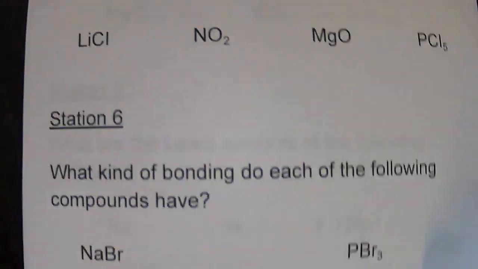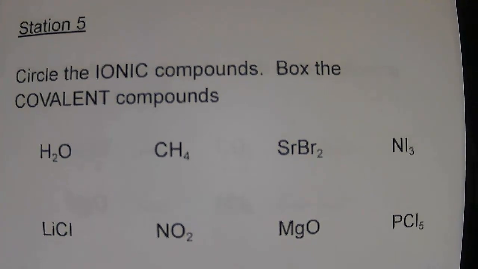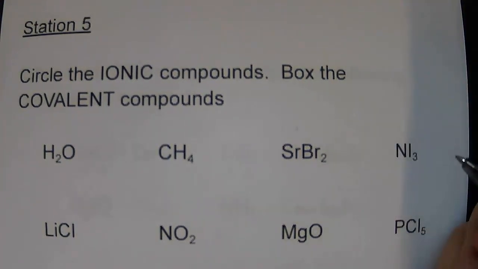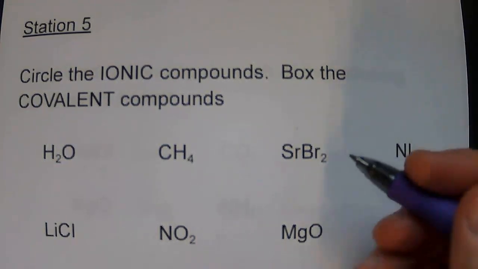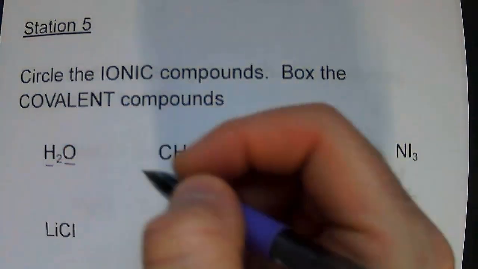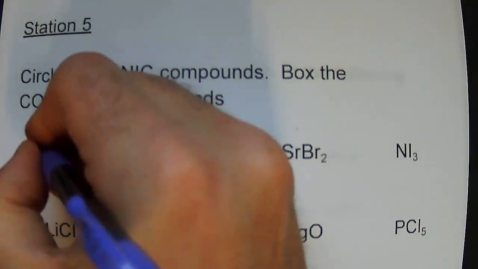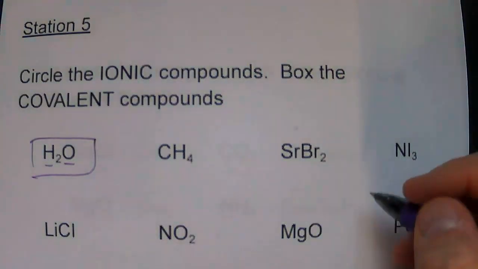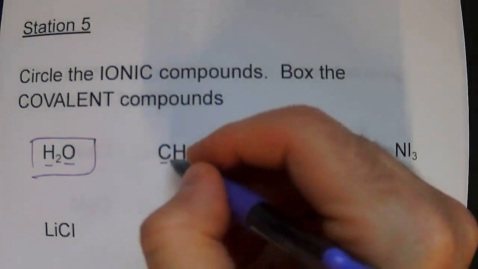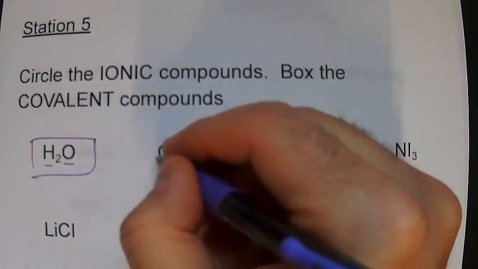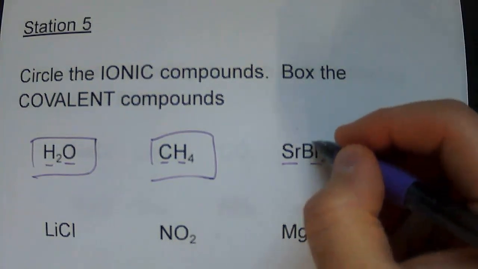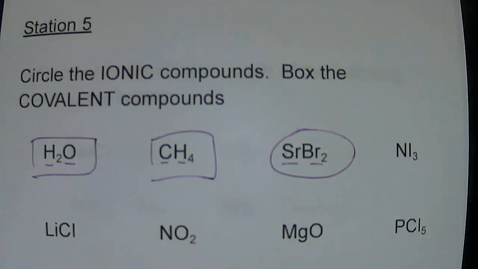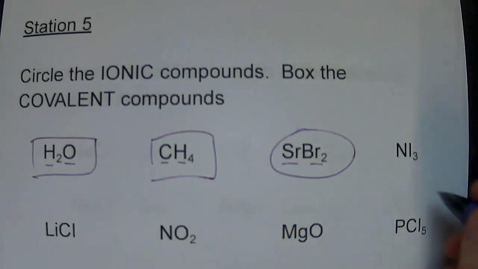Okay, so now we're identifying ionic versus covalent. We're going to circle the ionic compounds and box the covalent ones. So we're just going to look. These are two nonmetals, so that's a covalent compound. Okay, these are two nonmetals, so this is a covalent compound. This is a metal and a nonmetal, so that's circled, so that's going to be an ionic compound.